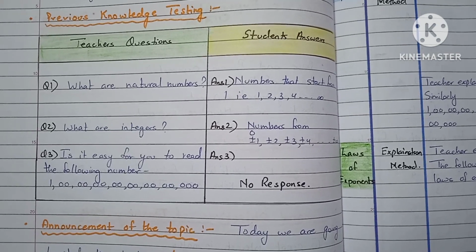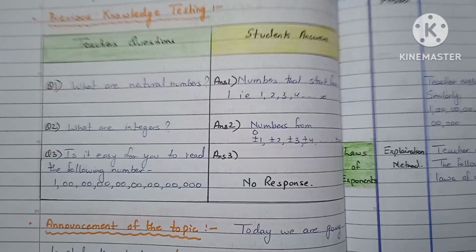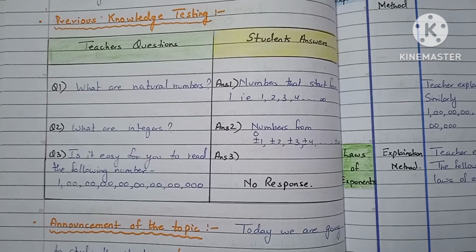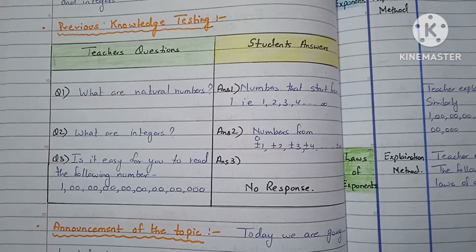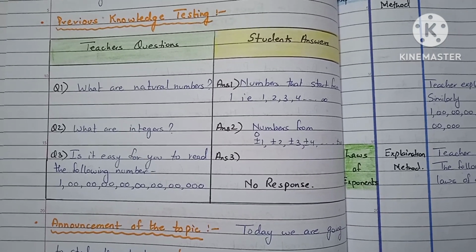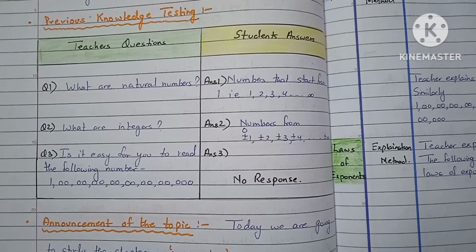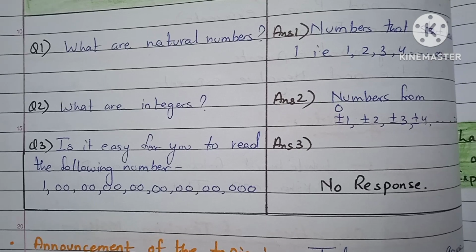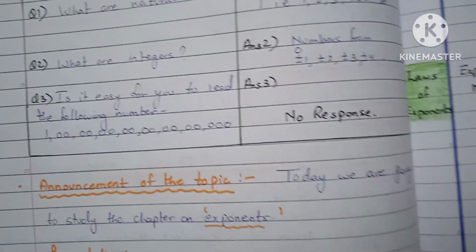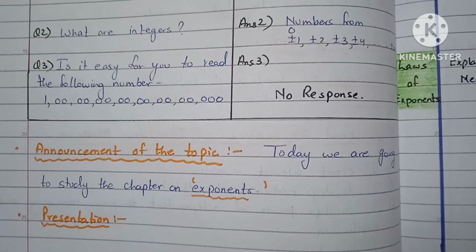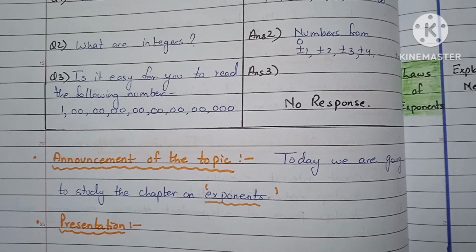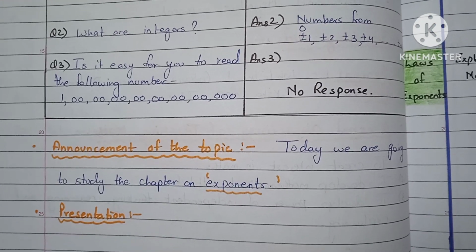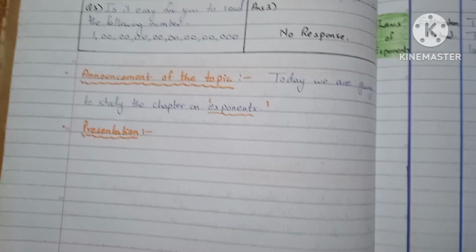Students reply, numbers in the form 0, then plus minus 1, plus minus 2, plus minus 3 till plus minus infinity. Is it easy for you to read the following number? The teacher shows this number and there is no response. So the teacher announces the topic that today we are going to study the chapter exponent. The presentation of this is as following.